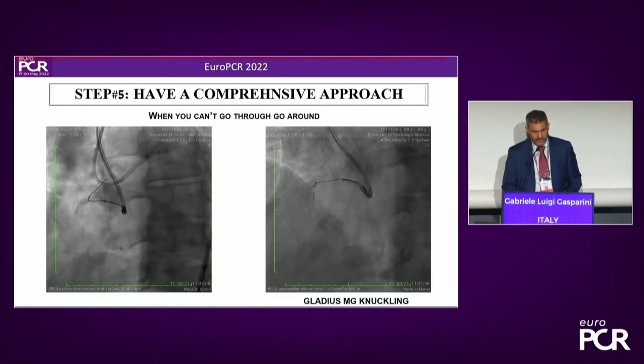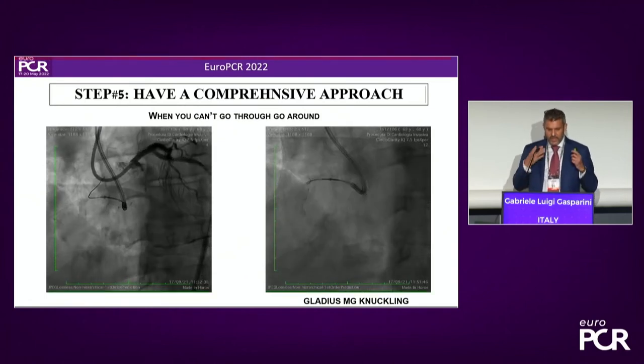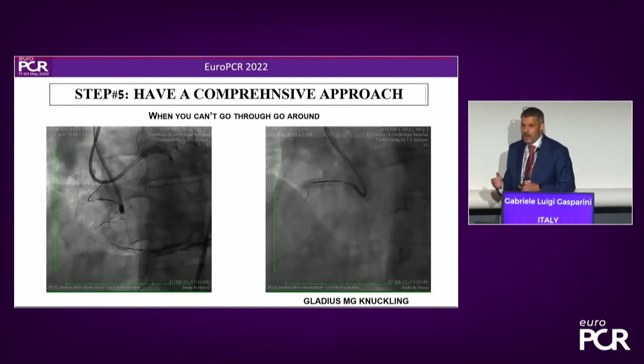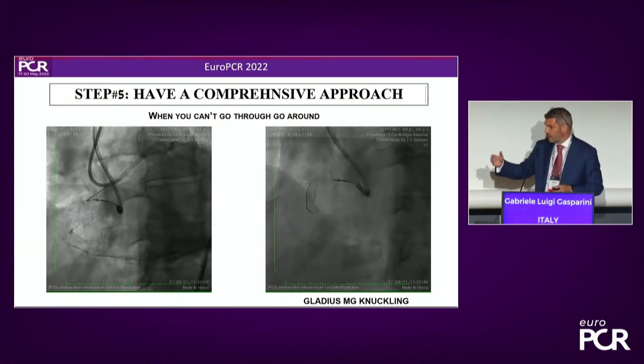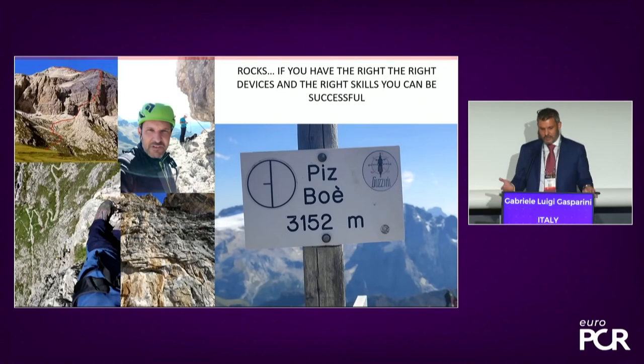So the last step is to have also a comprehensive approach. That means that if you cannot go through, go around. But it will be the topic of James and Kambis' presentation. So, if you have the right tool, you can be successful. Thank you very much for your attention.